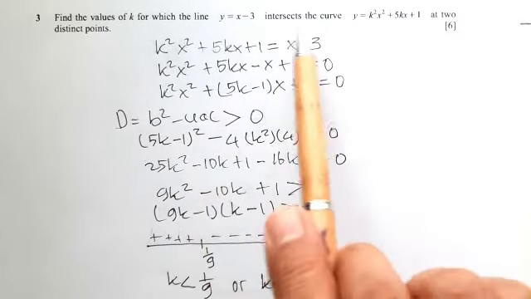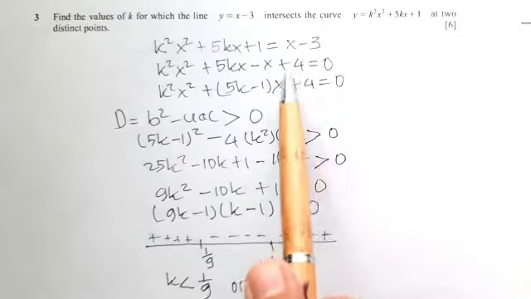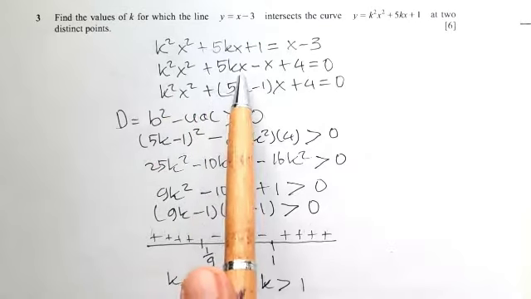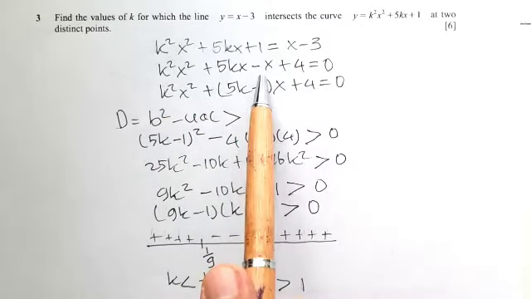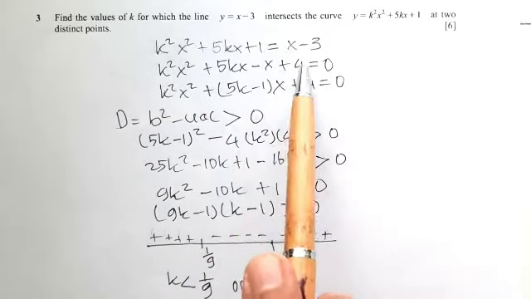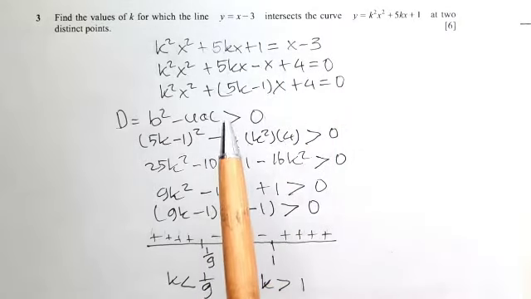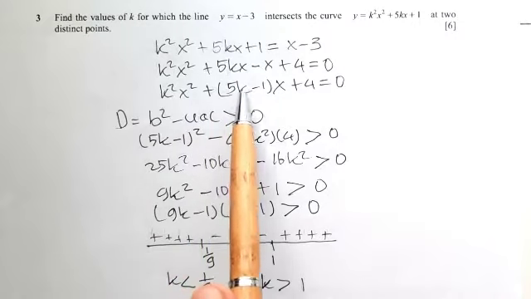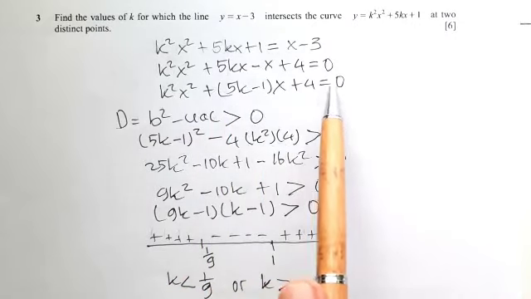And then all the terms on the right hand side shift to the left hand side, thus k squared x squared plus 5kx minus x plus 1 plus 3 is 4 equals 0. And then k squared x squared plus (5k minus 1) times x plus 4 equals 0.